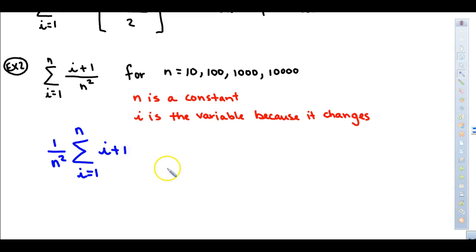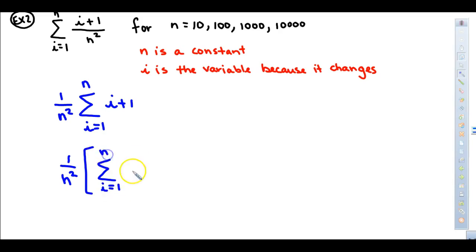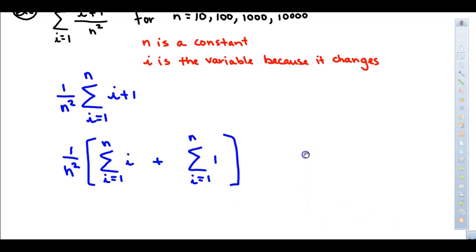The next thing I'm going to do is apply my second property, and give that i and this 1 its own summation. So 1 over n squared, put all that in brackets or parentheses, whatever you want to use, of the summation as i goes from 1 to n of i, and then plus the summation as i goes from 1 to n of 1. So that was applying your addition and subtraction property.